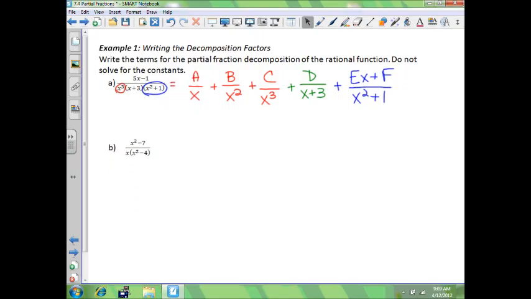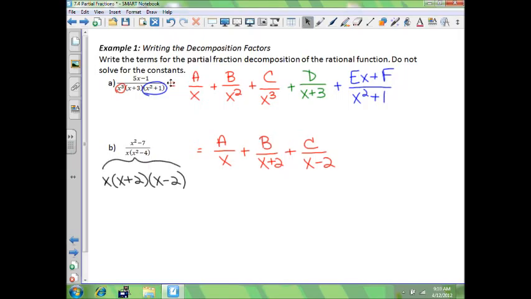Now, if you look at part B, you can actually rewrite x times (x squared minus 4) as x times (x plus 2) times (x minus 2). So we can rewrite our partial fraction decomposition as A over x plus B over (x plus 2) plus C over (x minus 2). So that will be the start. Again, this can be written as the denominator in black there. So that's the first part of your partial fraction decomposition.